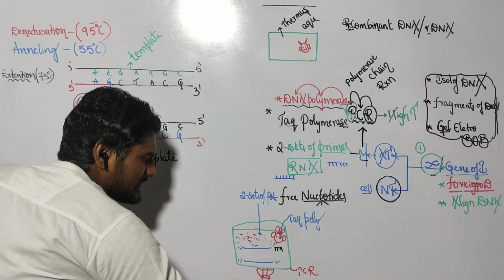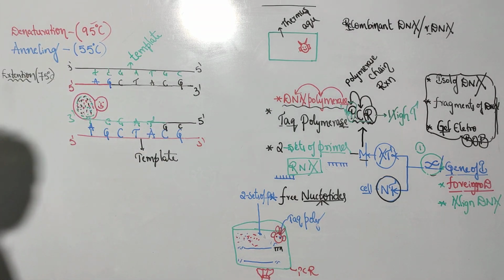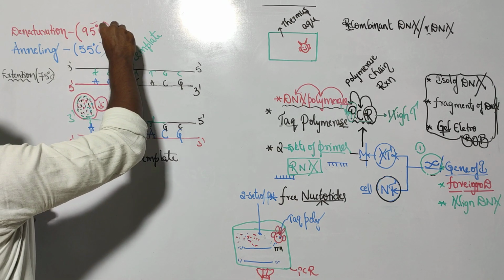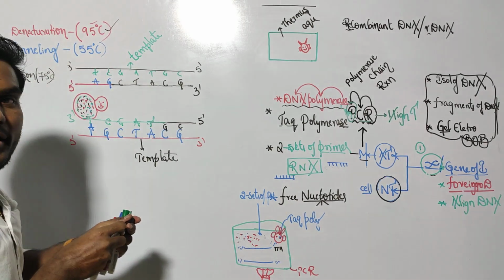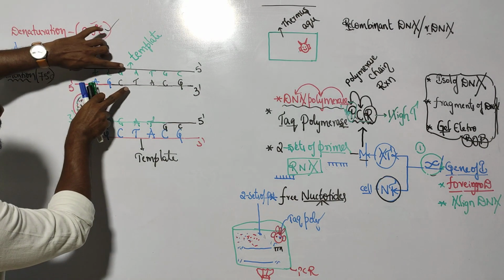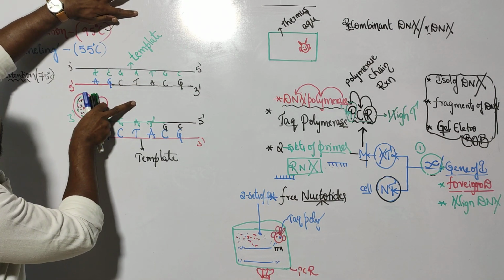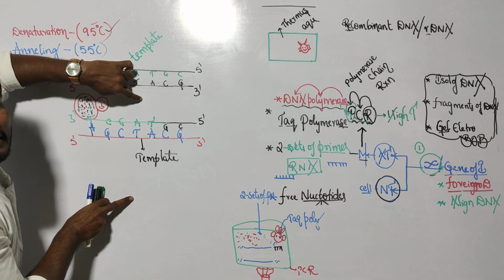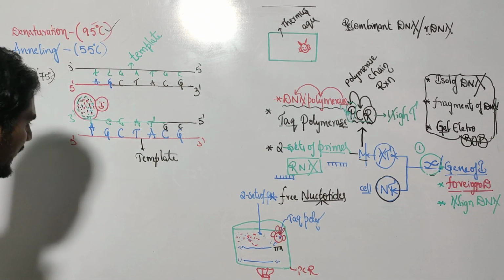and once again you raise the temperature. You raise the temperature up to what? 95 degrees Celsius. When you raise it to 95 degrees Celsius, what happens to these 2 DNA strands? They separate. These 2 DNA strands, what happened? Separated.